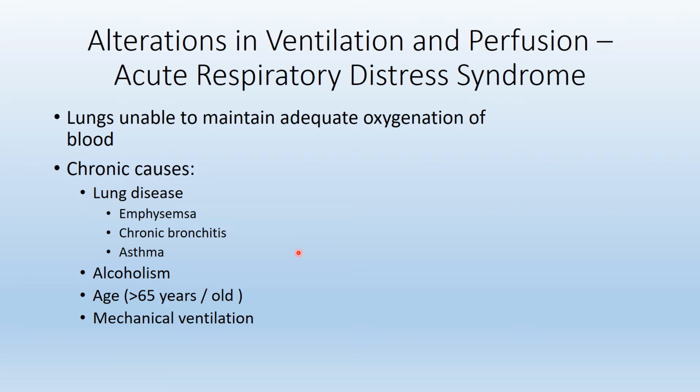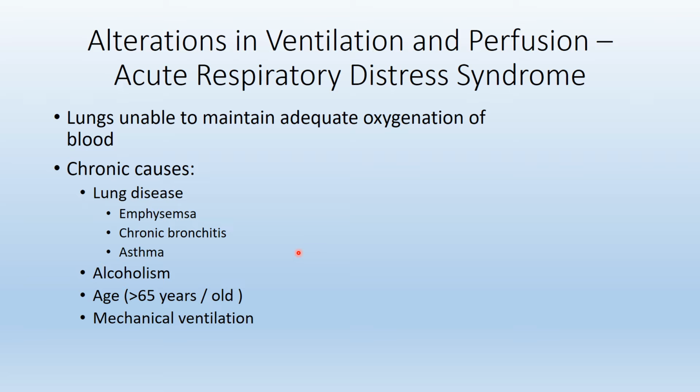So we have several chronic causes, so causes that are underlying diseases that cause the acute respiratory distress syndrome. One would be emphysema. Okay. So emphysema reduces your ability to exchange gases. It reduces your ability to actually deflate the gases. And so we actually get impaired lung movement because of that emphysema.